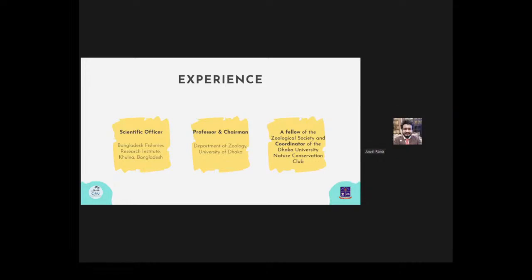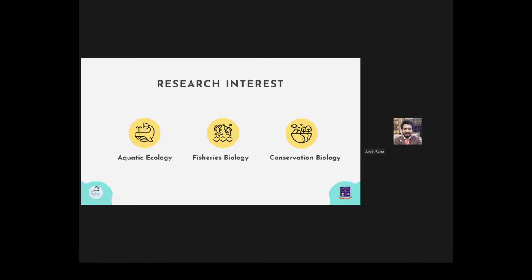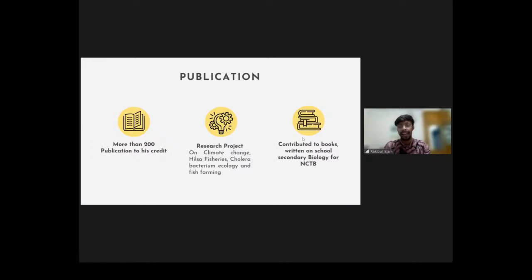Besides, he holds various positions in various social and environmental organizations. He is a fellow of Geological Society and coordinator of Dhaka University Nature Conservation Club. His research interest encompasses aquatic ecology, fisheries biology, and conservation biology. He has more than 200 publications to his credit in these related fields. He conducted various research projects on climate change, Hilsa fisheries, cholera bacterium ecology, and fish farming.